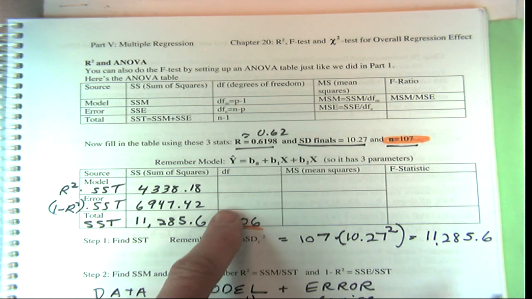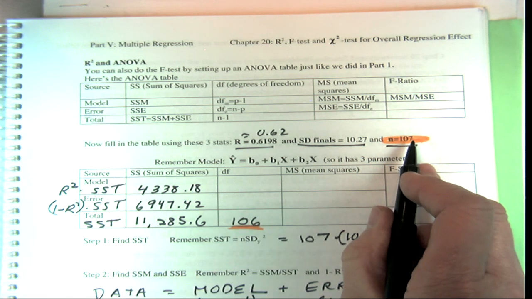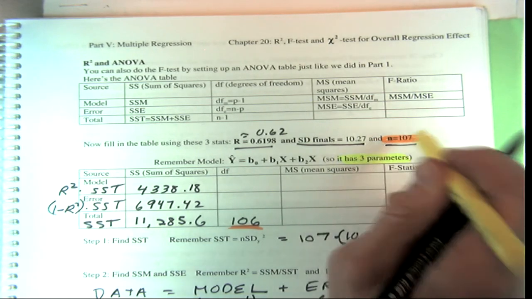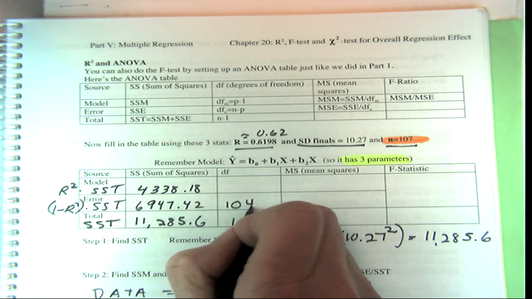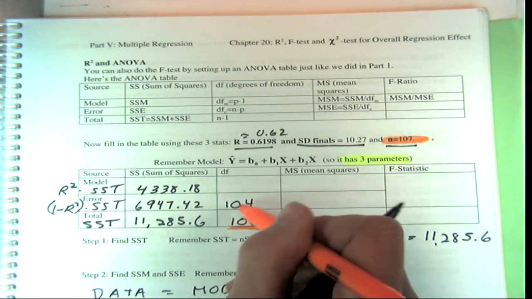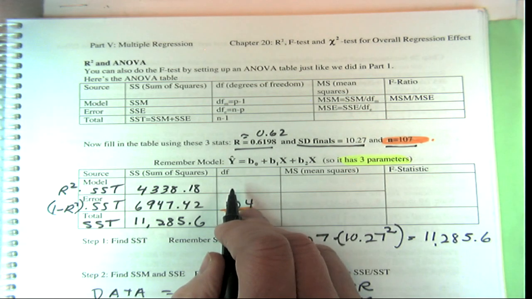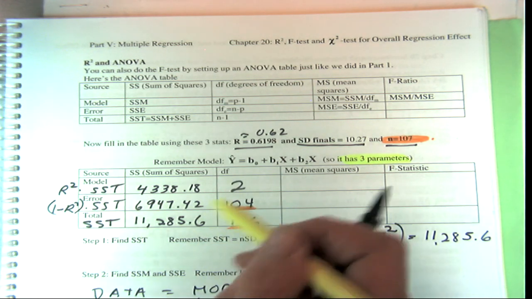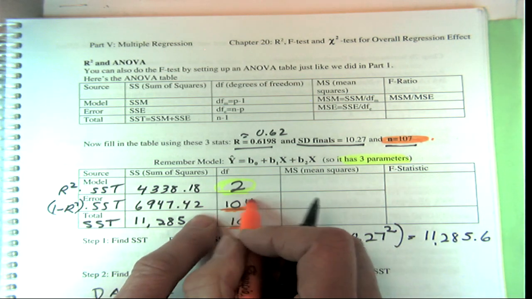And then what do I do for the error? It's just going to be 107 minus the number of parameters, which was 3. We have 3 parameters here. So that's 107 minus 3, so that's 104. And then for our model, we know we have the number of parameters minus 1. So this is for our numerator, and this is our denominator, approximately.